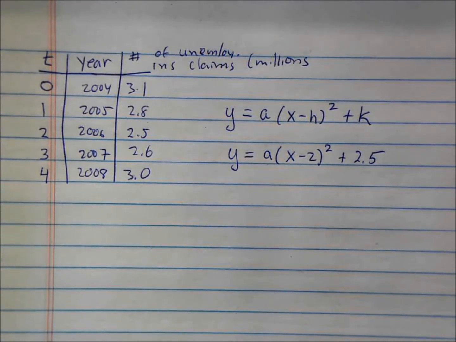But I don't know the a number yet, do I? Any thoughts on how to find the a number? I think what I want to do to find the a number is kind of like back when we did linear equations. First we would find the slope usually, and then we would have to find the y-intercept.